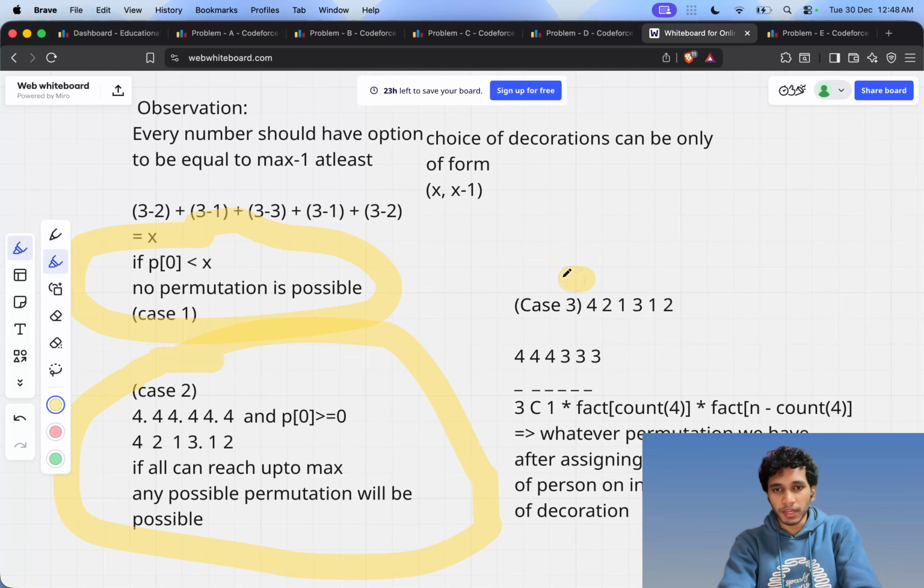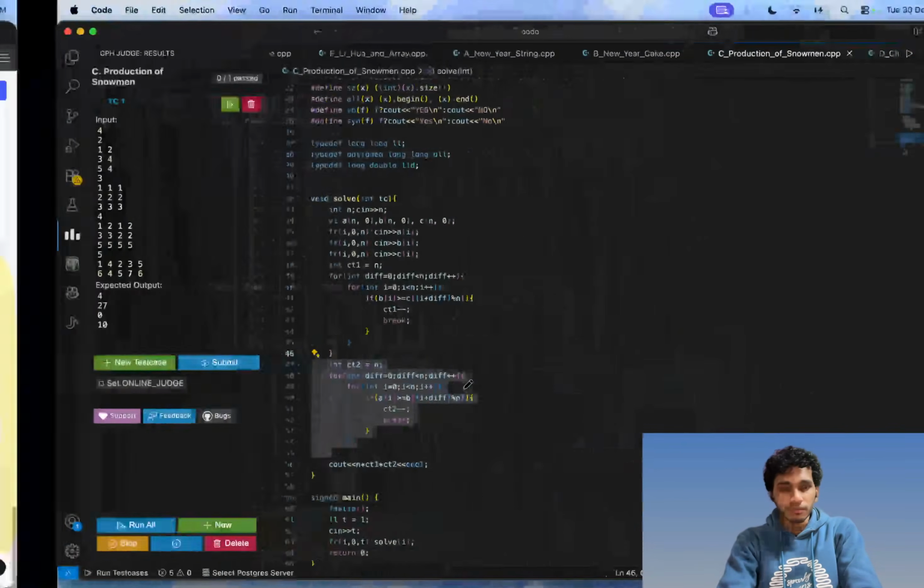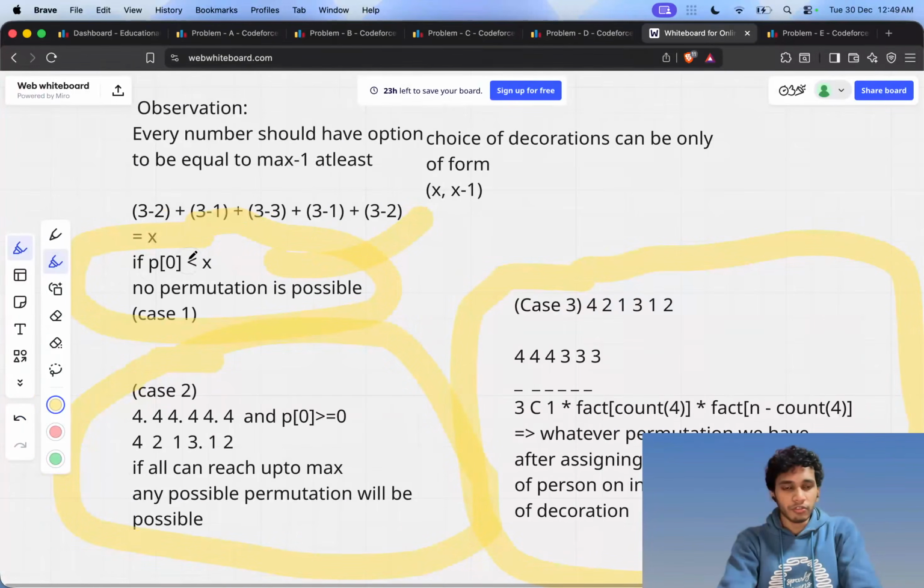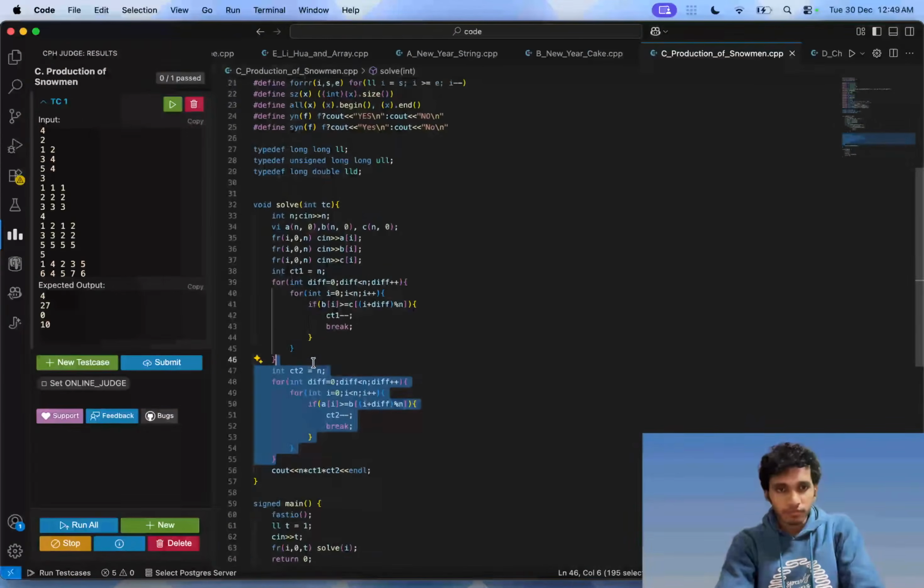Let's move to the implementation part. First implement case 0, where P0 is smaller than X. What is X? Maximum element minus 1 minus each of the elements that are not maximum.